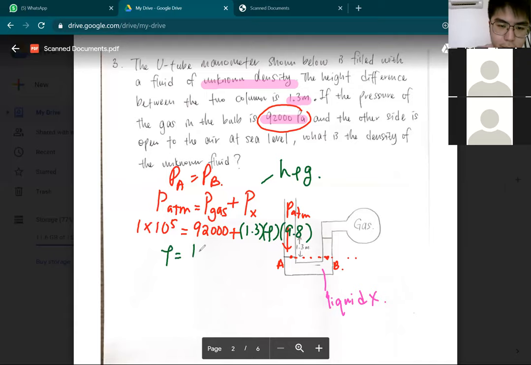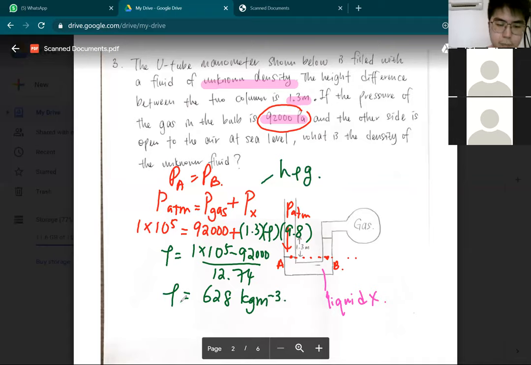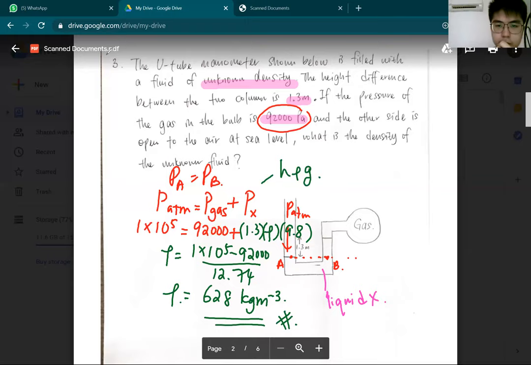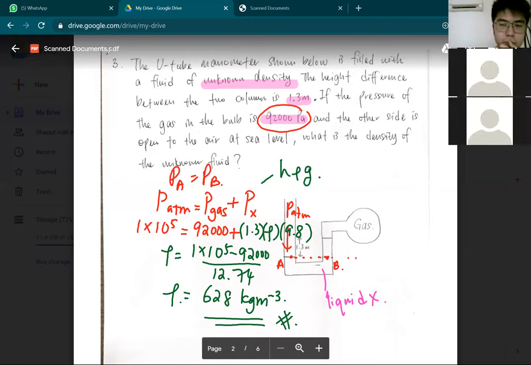So density will be 1 times 10 power 5 minus 92,000, and then divided by 12.74, which equals 628 kilogram per cubic meter. Okay, I'll give you some 2 minutes to write this down.